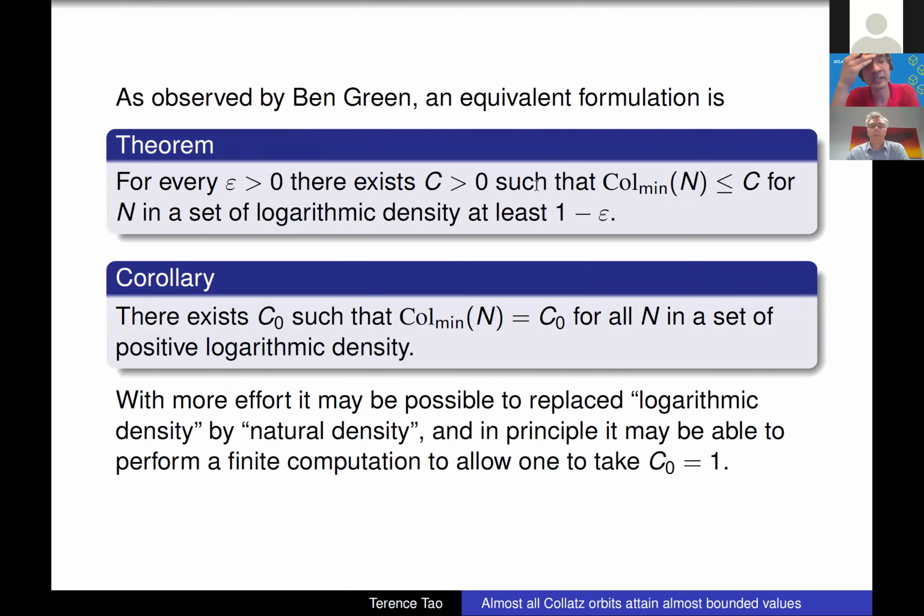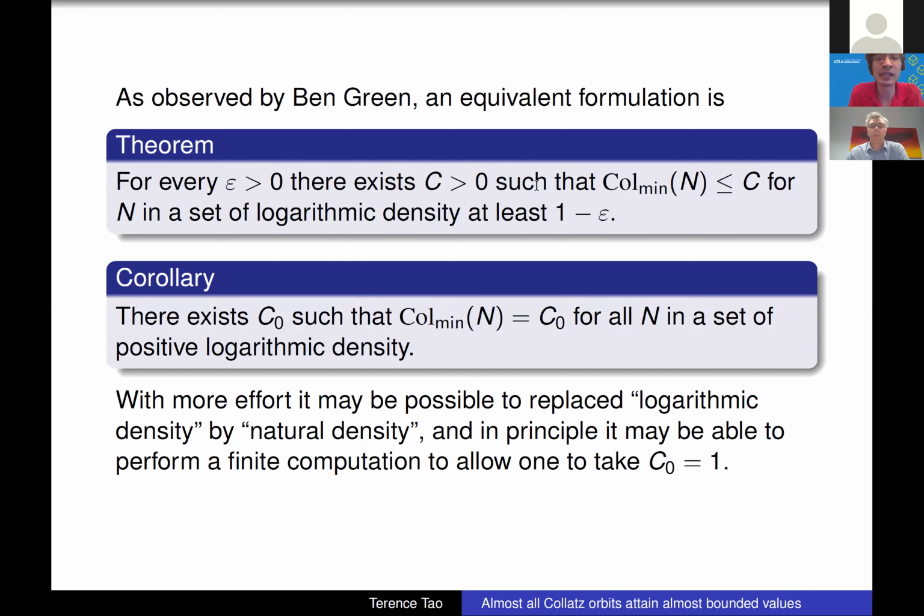So there are other ways to phrase this theorem. There's a more epsilon delta formulation of this result. Another way of stating it is that for every epsilon, there's a constant c such that most natural numbers end up, when you iterate, less than c.